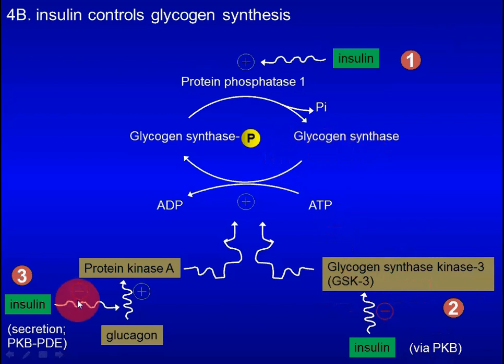Third, the insulin pathway blocks the action of glucagon. As you may recall from the glycogen lecture, glucagon through protein kinase A phosphorylates glycogen synthase. Insulin activates phosphodiesterase and decreases the level of cyclic AMP and therefore decreases the activity of protein kinase A. In addition, insulin blocks secretion of glucagon.